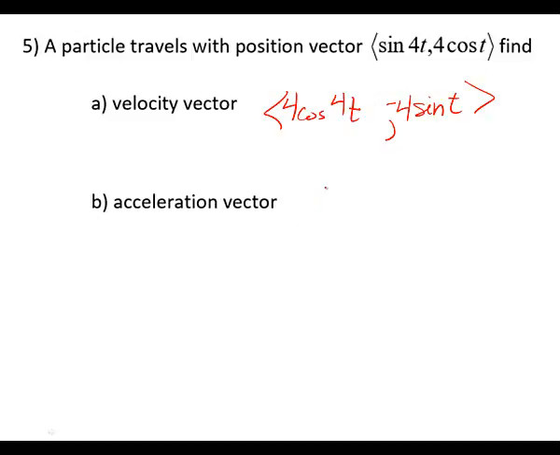All right, acceleration vector. Derivative again of the velocity, right? So what's the derivative of 4 cosine 4t? Negative sine 4t. And then the derivative of the 4t part is what? Yeah, you're going to put a 16 in front. That's good. All right, what's the derivative of negative 4 sine t? Negative 4. Good.